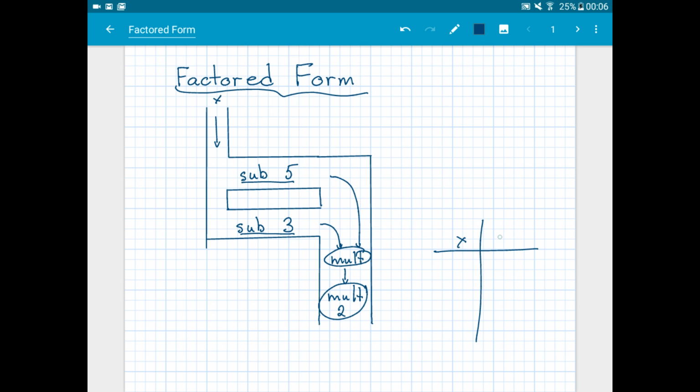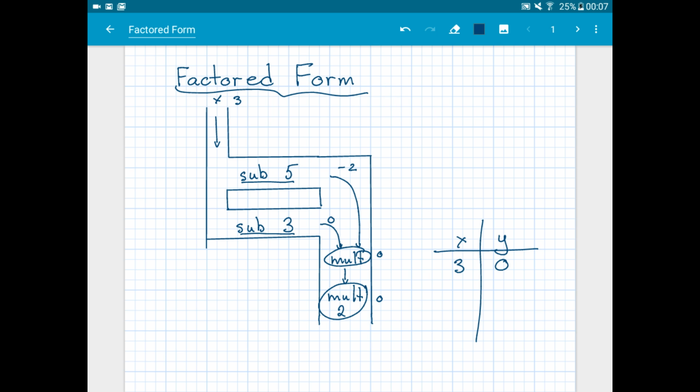So if we had an x and we had a y, take our x, let's say we use the number 3. Okay, so that's going to be our input. So now we subtract 5, so that's going to be minus 2. And we subtract 3, well that's 0. Multiply those two numbers together will give us 0. And multiply by 2 will also give us 0. So when we plug in a 3, we get out a 0.